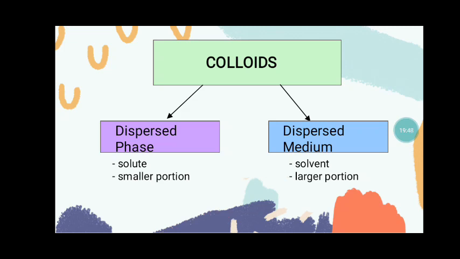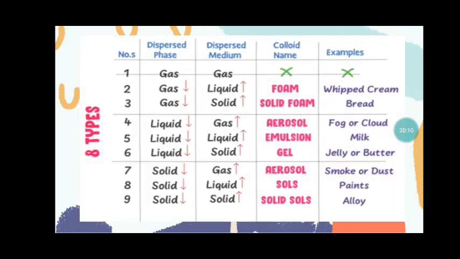Nakakuha? So, kung yung milk ay created by parehas silang liquid fats and water, dahil yung liquid fats ay mababa ang portion sa pag-create ng milk, kinonsidered natin siya as dispersed phase. Since yung water ay mataas ang percentage niya sa pag-create ng milk, kinonsidered natin siya as dispersed medium. So ngayon, merong 8 types yung colloids.